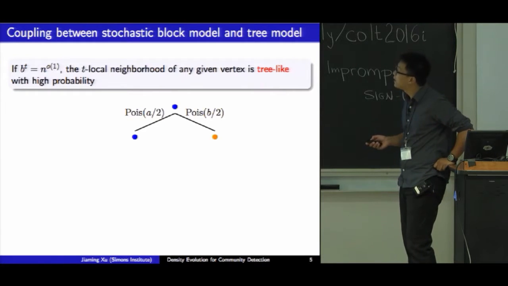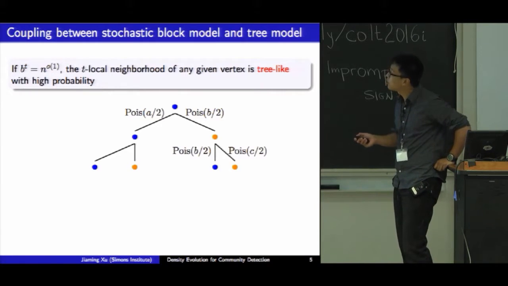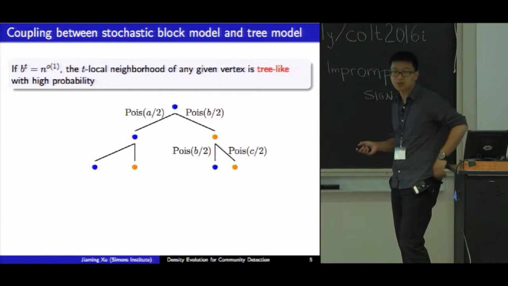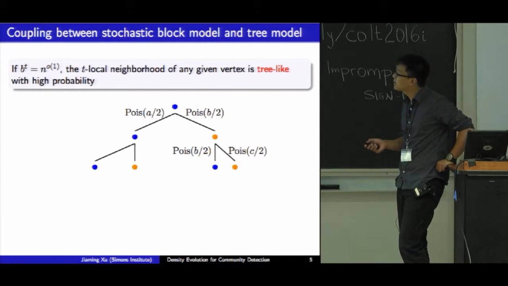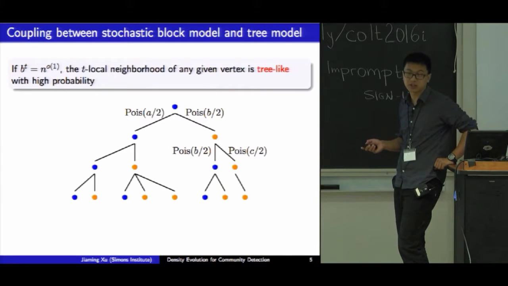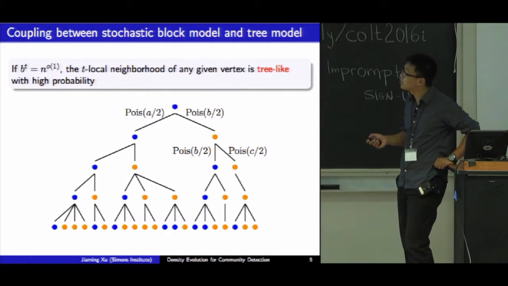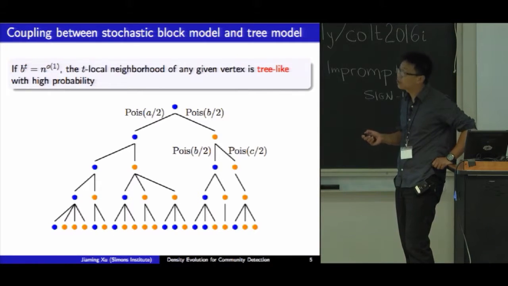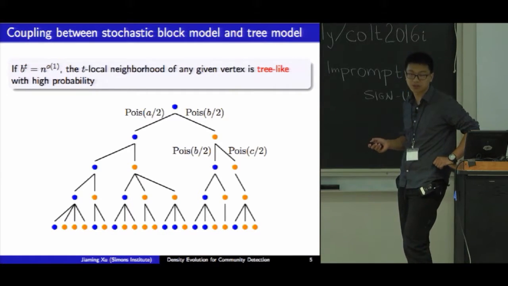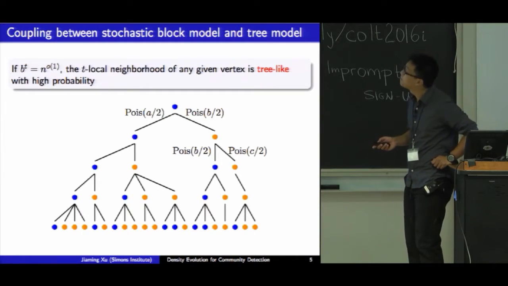Okay? And then I look at the orange children. It will also generate a Poisson number of children, so then the rates are given by B over 2 and C over 2. And then I just keep recursively generating this Poisson tree. Locally, I can show that the local neighborhood of any given vertex can be coupled with this two-type branching process. Okay?